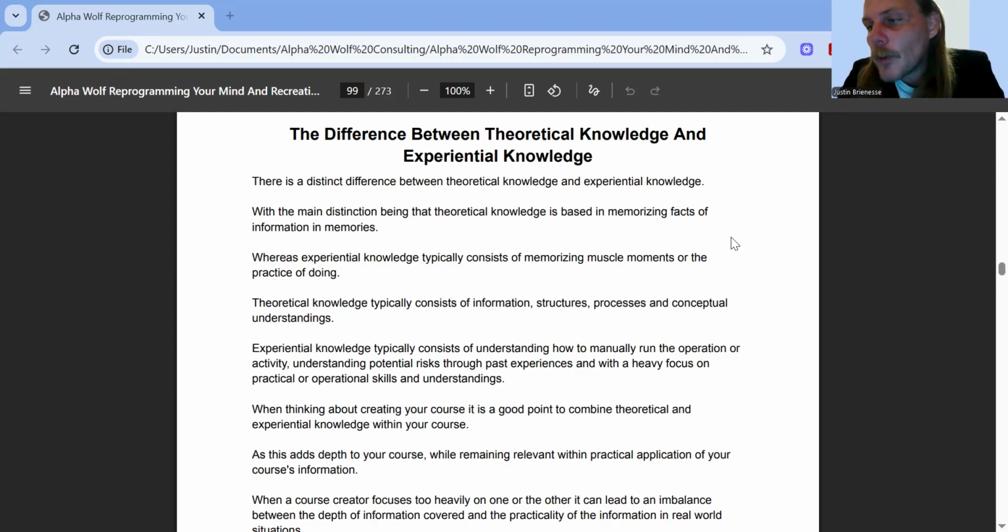And this lesson's all about understanding the difference between theoretical knowledge and experiential knowledge. Your courses are going to comprise both experiential knowledge and theoretical knowledge to be effective. So basically, there's a bit of a difference between theoretical and experiential knowledge.